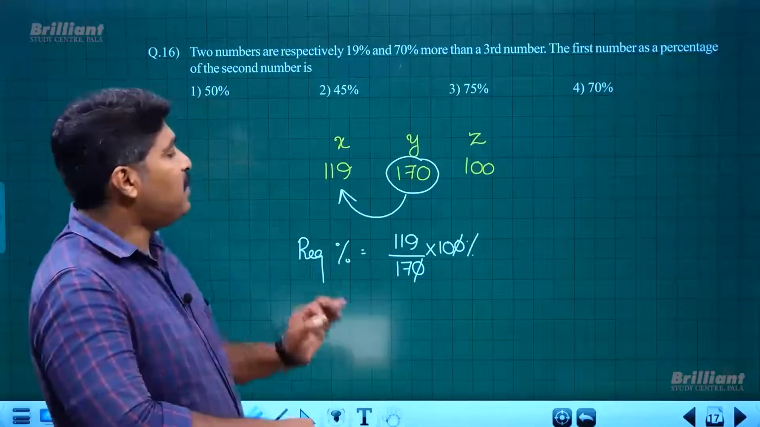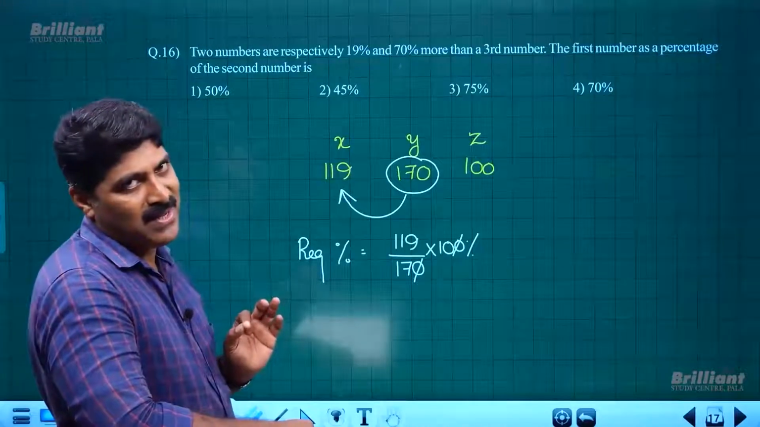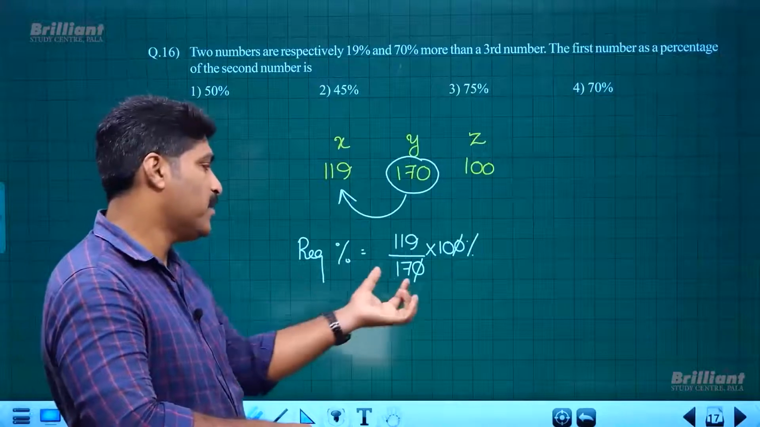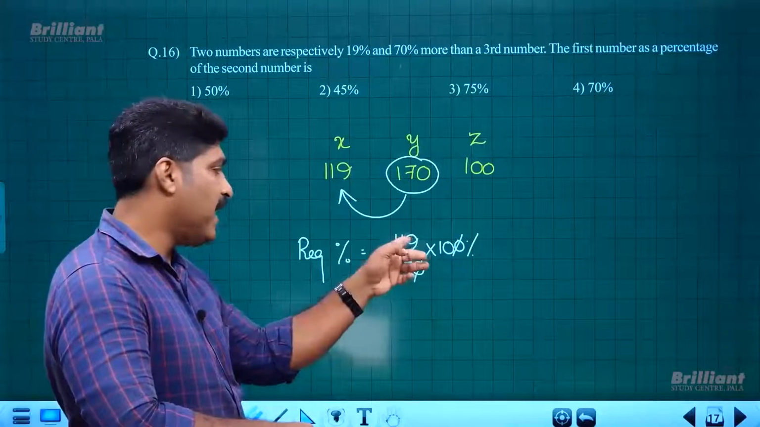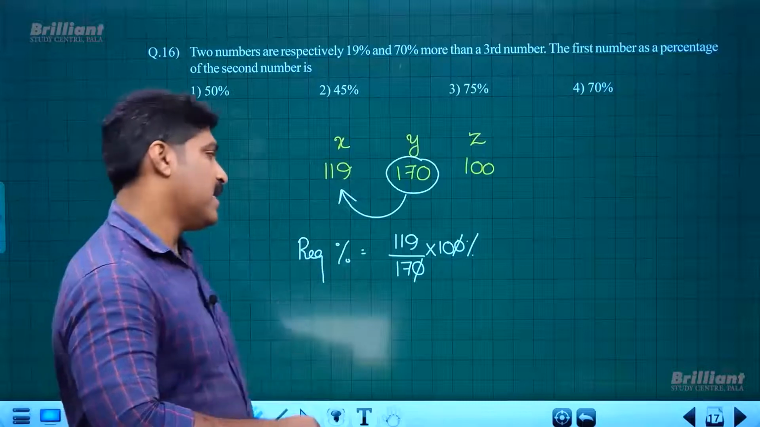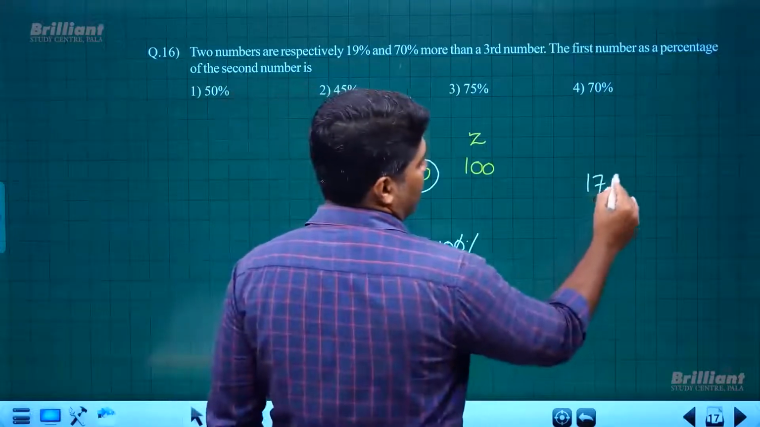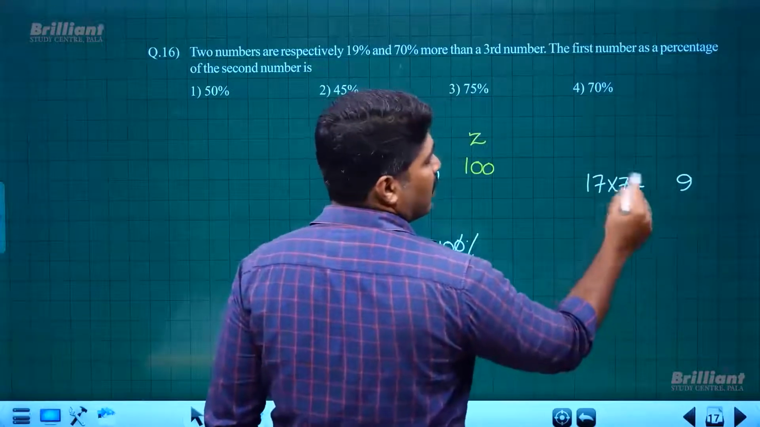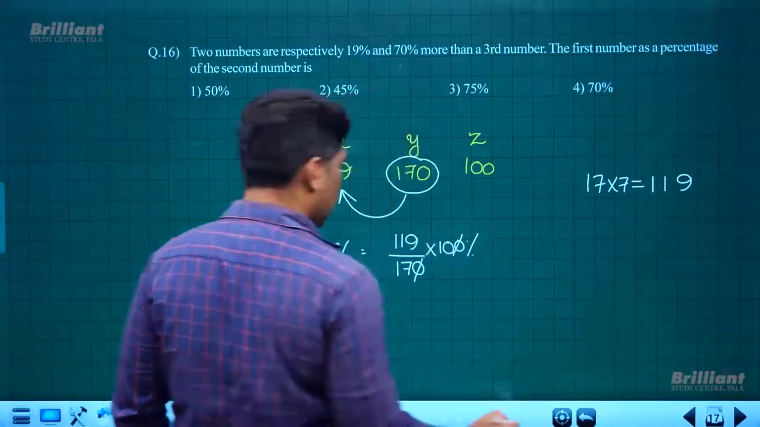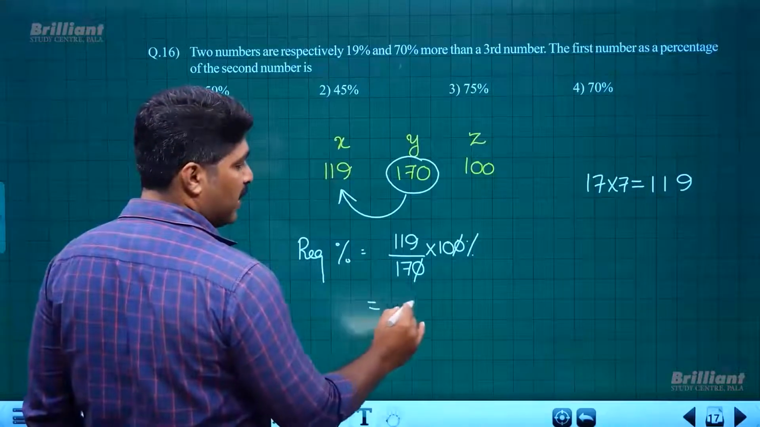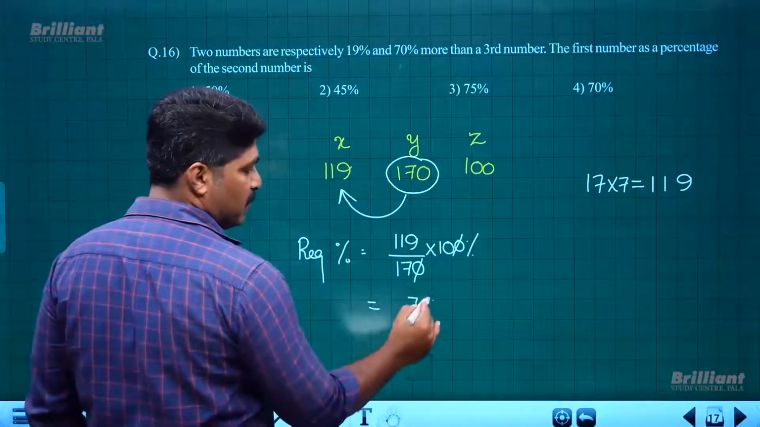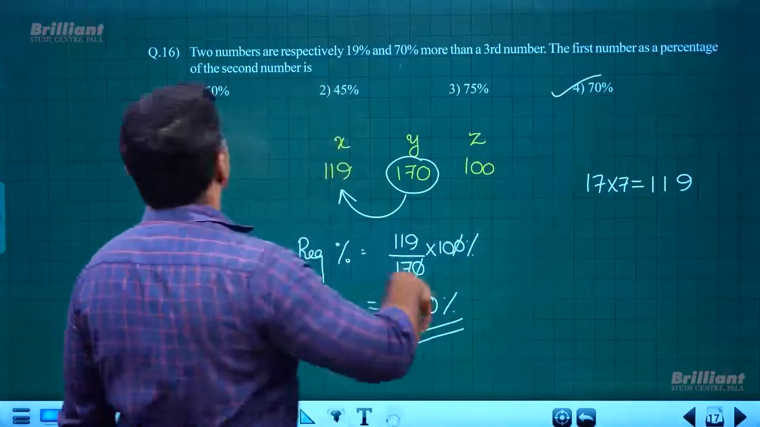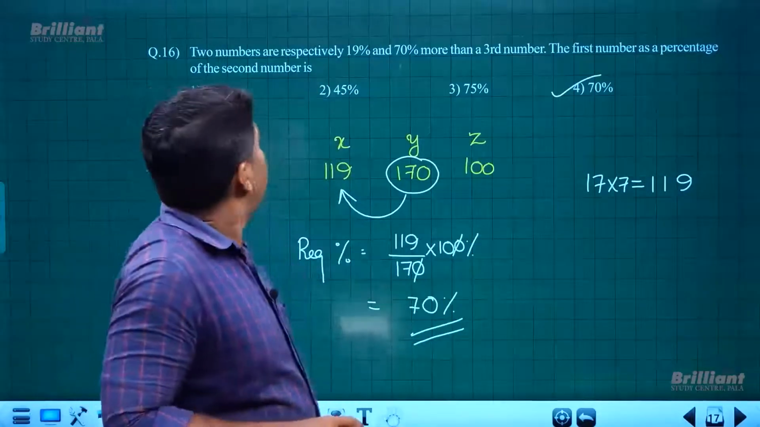How many 17 will make this 107? So most probably 7 times, right? 7 times, because while observing the unit digit, 17 into 7 will end in 9. So we're just simplifying like that. So what is 17 into 7? 7 times 7 is 49. 4 is carried. 1 times 7 plus 4, that is 119. Yeah, it's satisfying. Therefore, this is 7 times, put this 0. So the answer is 70%. So this is the answer. Okay, then move to the next question.